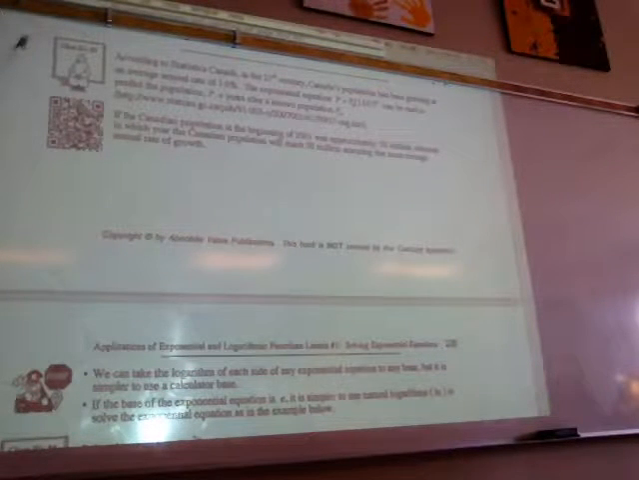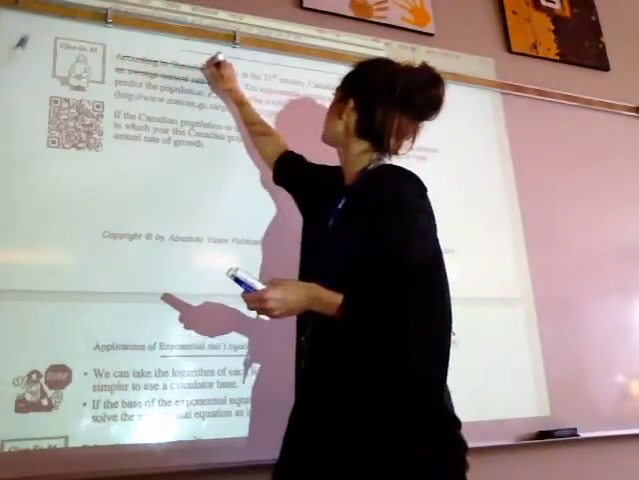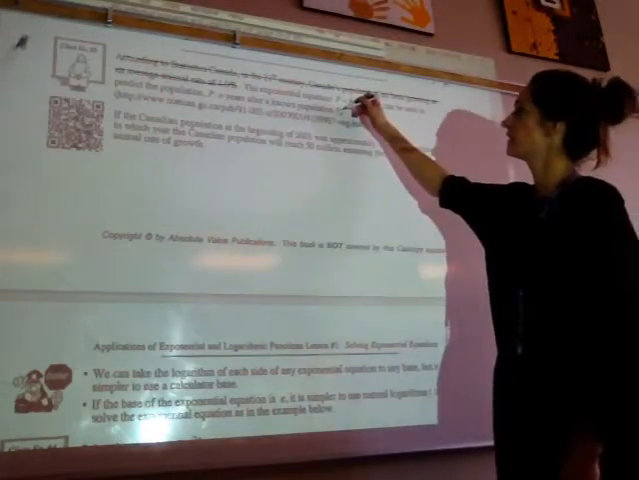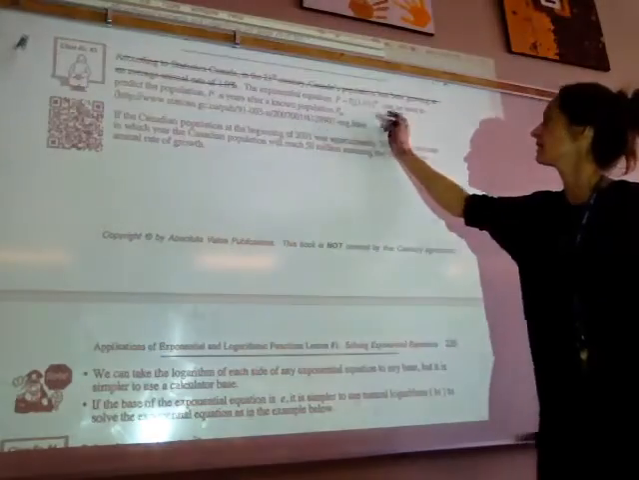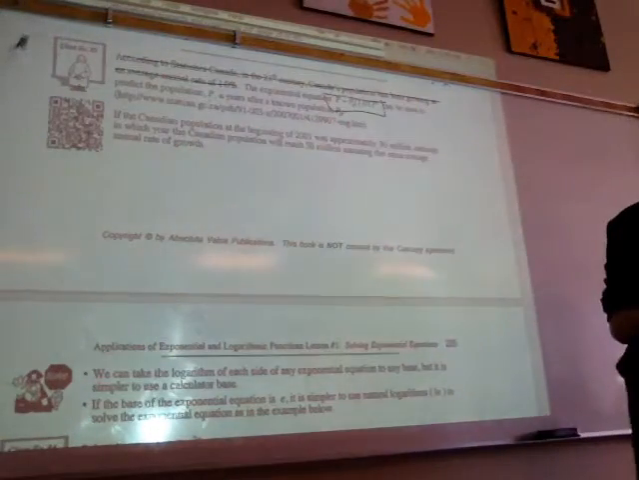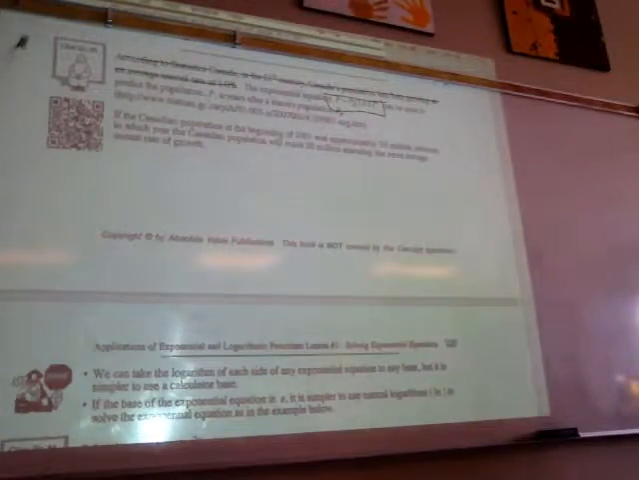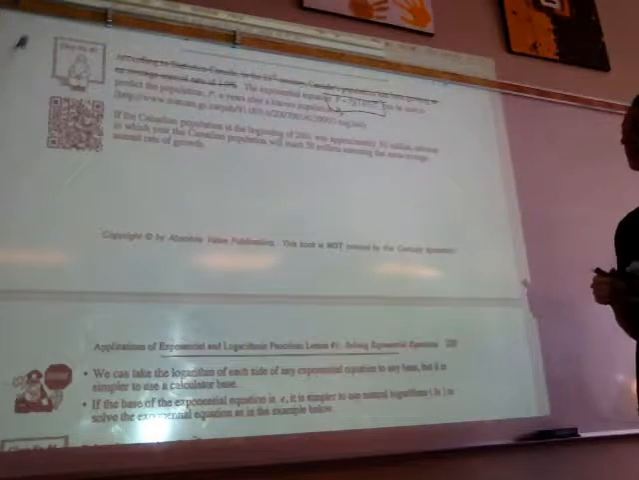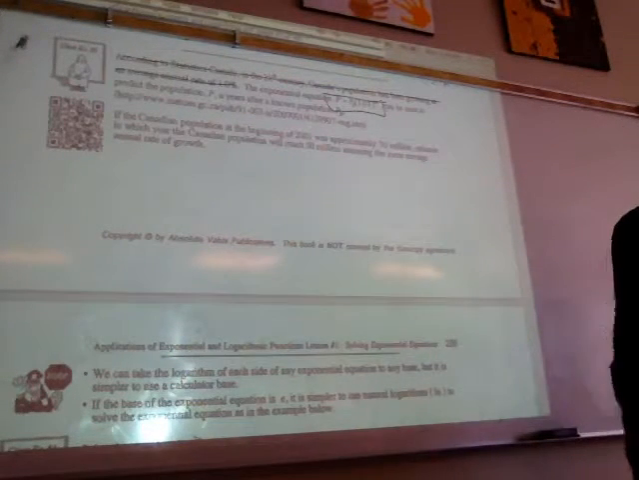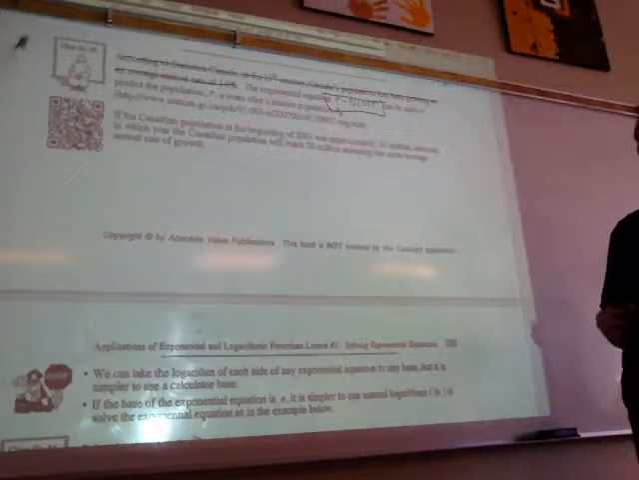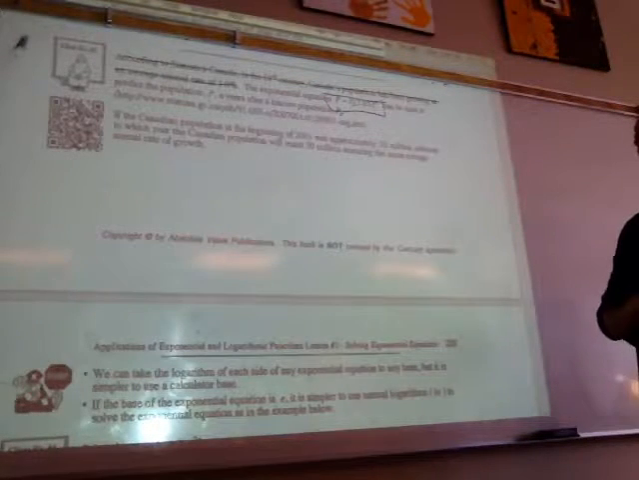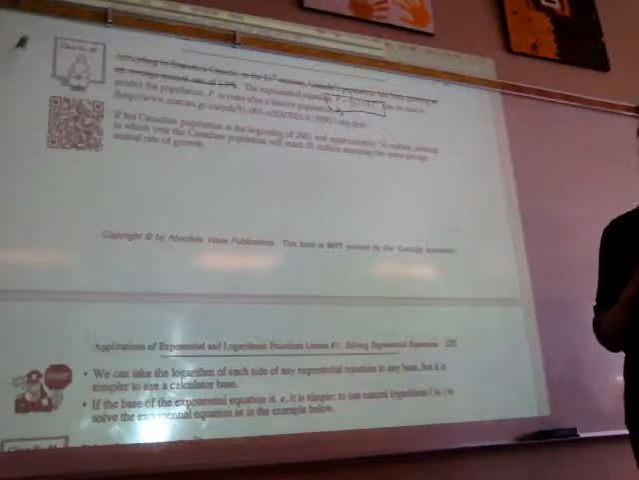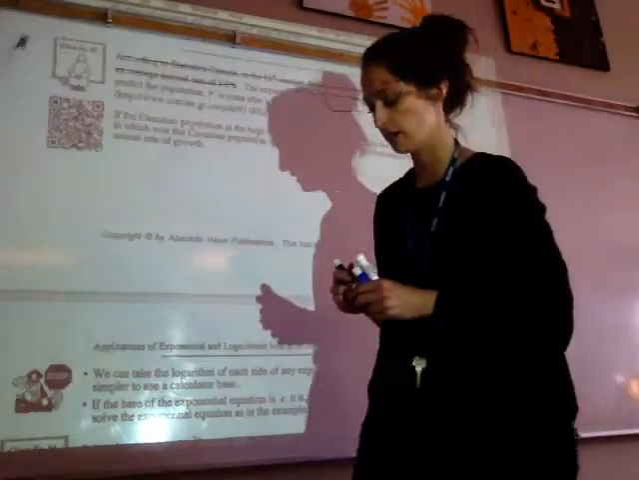Okay, some of you really hate word problems. Pretty much you can cancel all of this out. These are important because they're telling us what the letters mean, but this equation is the most important. Okay, now they're giving us the information. They're telling us that the population at the beginning of 2001 was approximately 30 million. We're going to estimate which year the Canadian population will reach 50 million, assuming the same average annual growth rate each year.